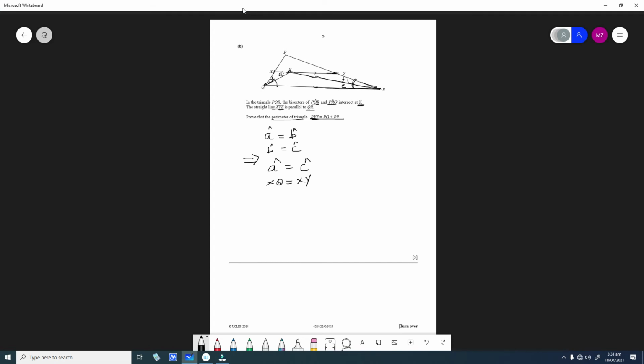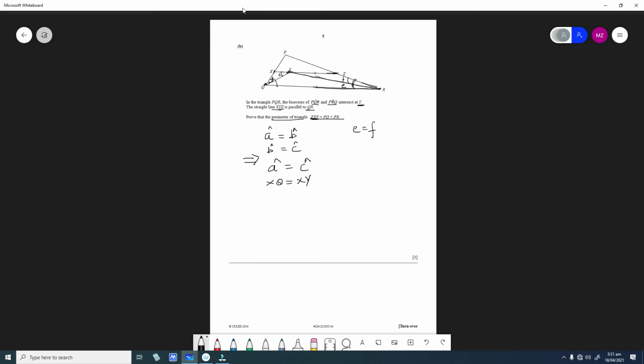So E is equal to F, because this RY is a transversal, rather bisector. It is given in the question. E is equal to F.